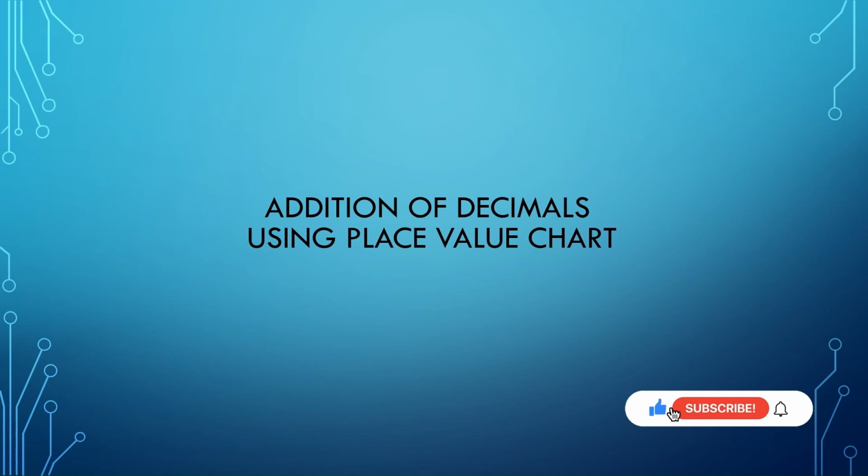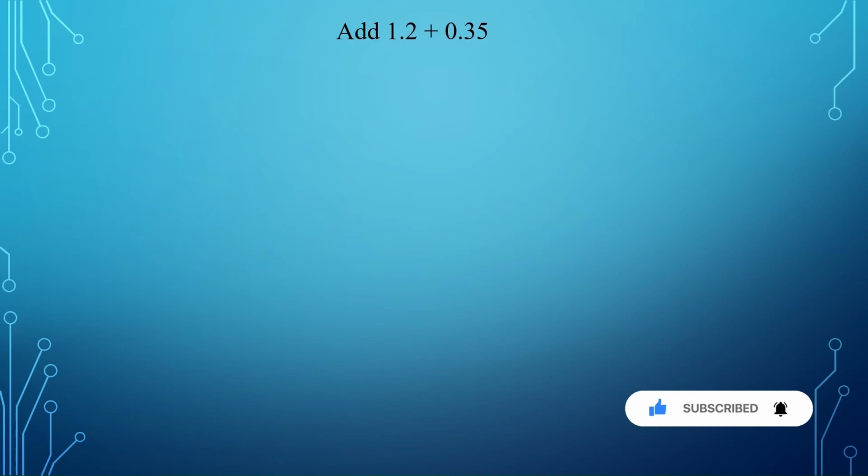Next is addition of decimals using place value chart. As you all know, a place value chart simplifies working with decimals by keeping everything aligned, especially the decimal points. It helps us ensure accuracy in calculations and comparisons. And then you have to add column by column. So take an example, add 1.2 plus 0.35.